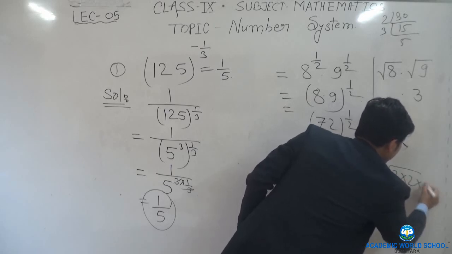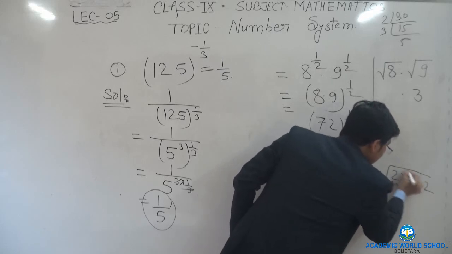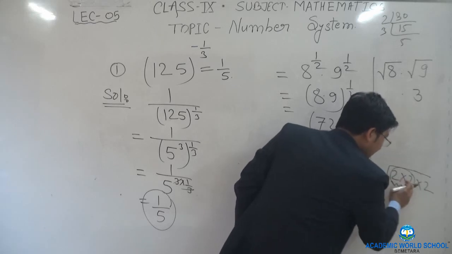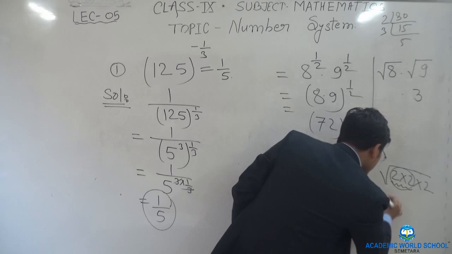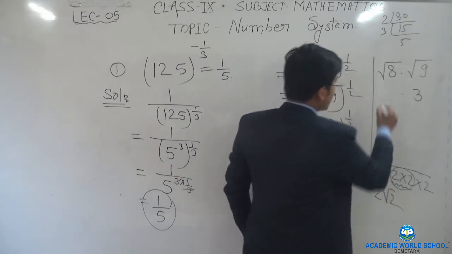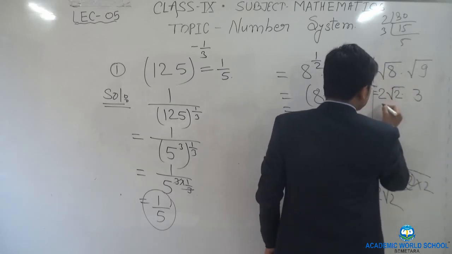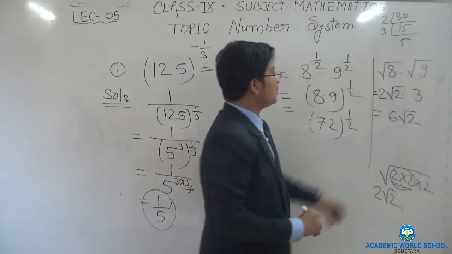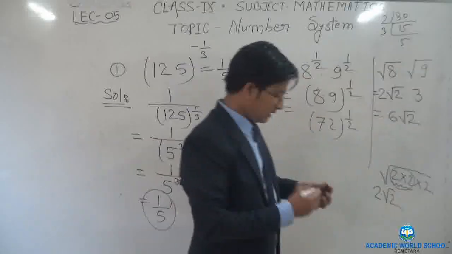8 means 2 into 2 into 2. Square root means make a pair and it will come outside. So this is a pair of 2 and one 2 will come outside. So this is 2 root 2. So now this is 2 into 3, 6 root 2. This is also one of the ways to solve this question.